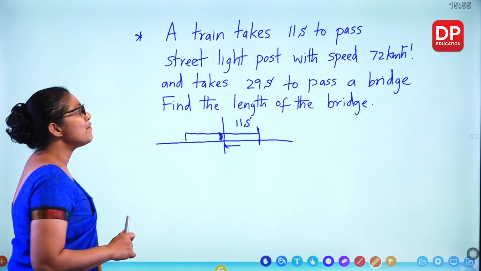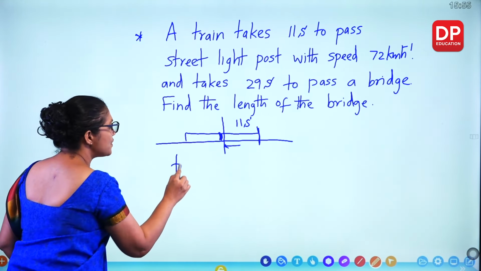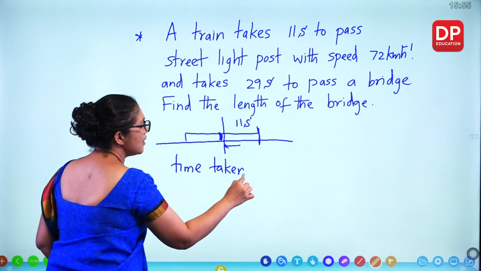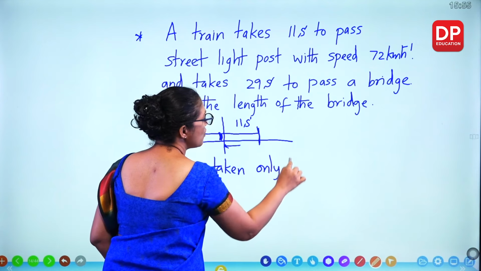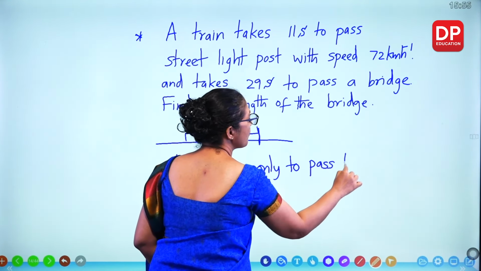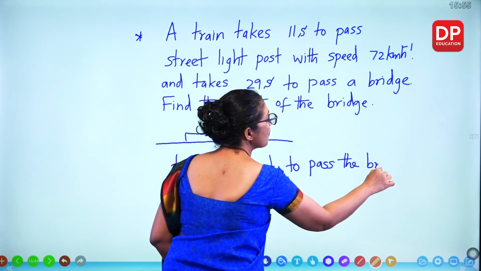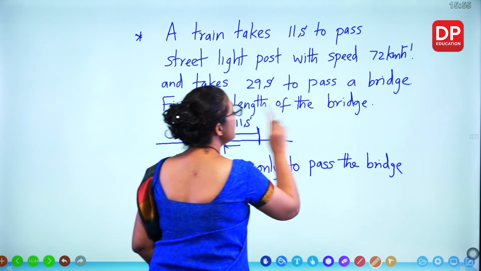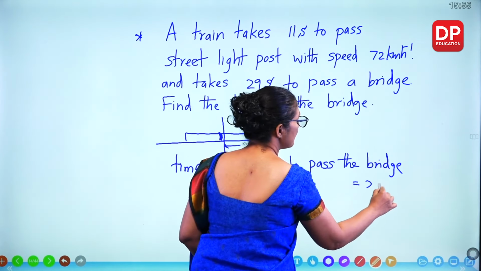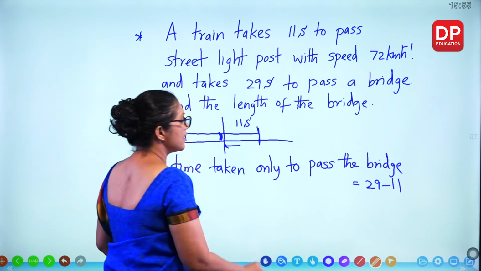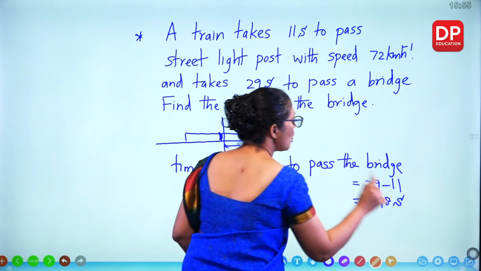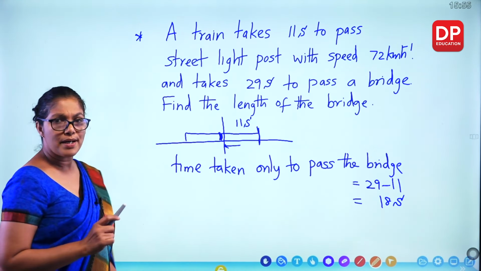So how can we find out the time taken only to pass the bridge? That's the difference. So 29 minus 11. So what's the answer? You get 18 seconds only to pass the bridge.